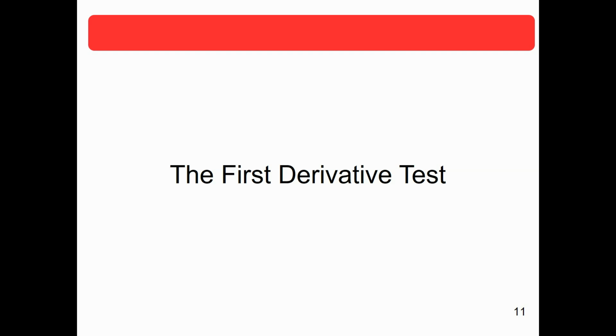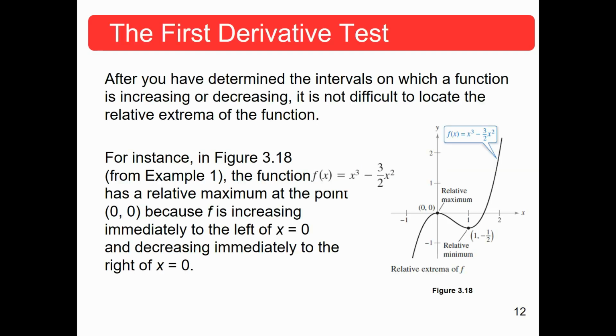This video is the first derivative test. After we've determined the intervals on which a function is increasing or decreasing, it's really not difficult to figure out where the extrema are for that function. For example, in this figure, which is the problem we just did in the previous video, this function has a relative maximum at the point (0, 0) because it's increasing directly before it and decreasing directly after it.